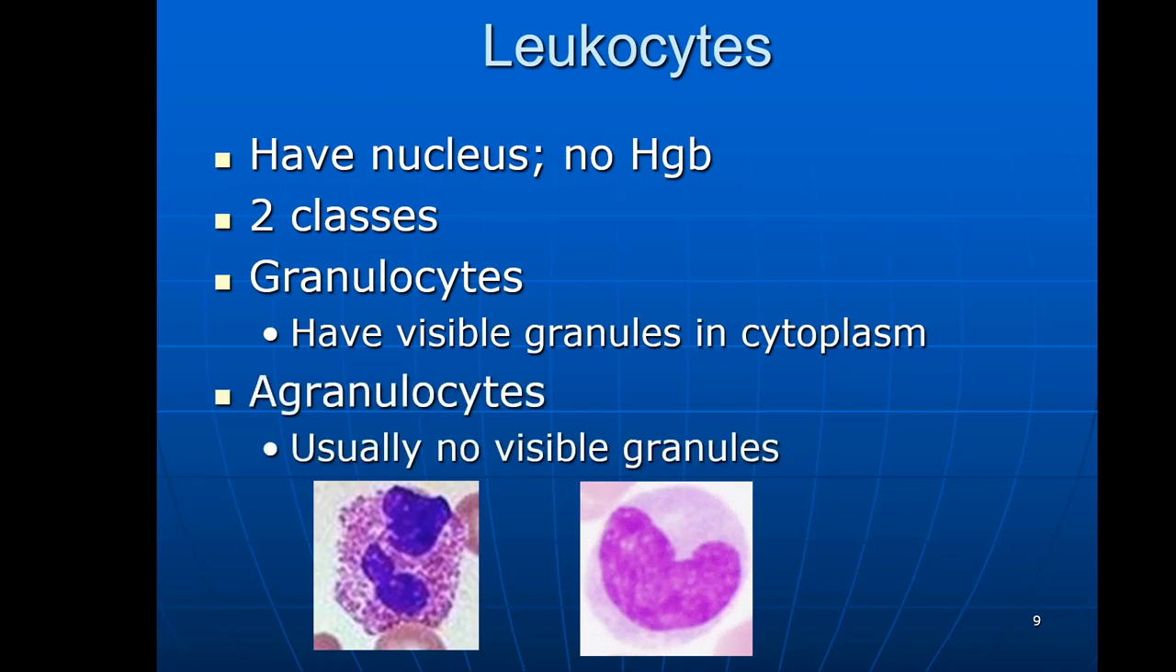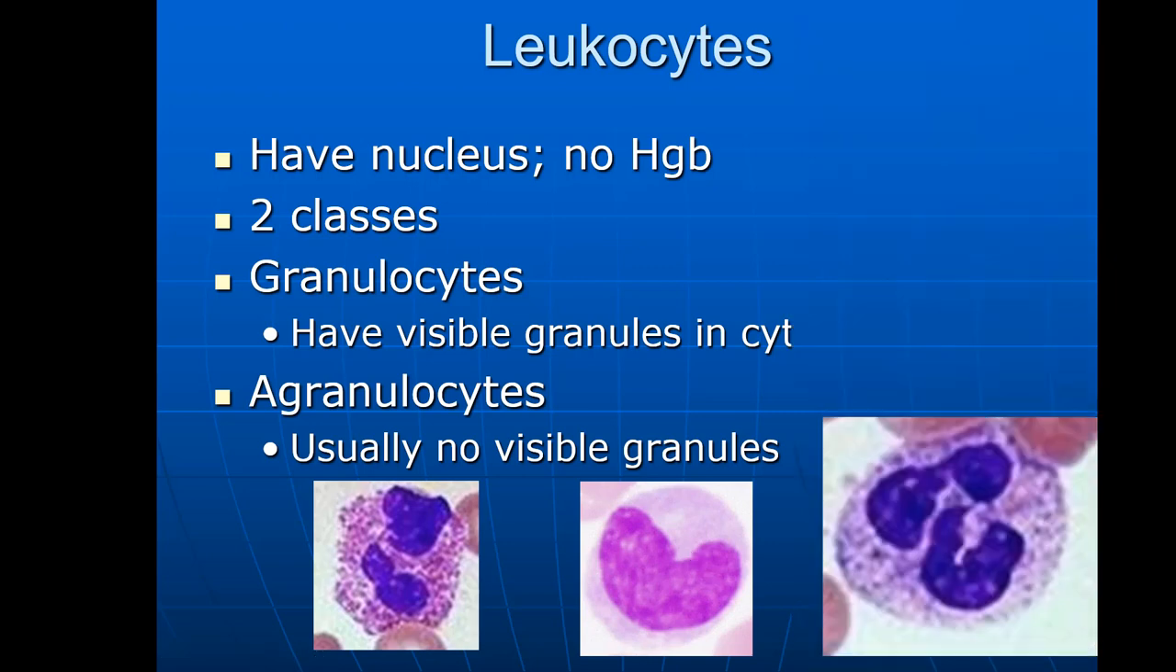Granulocytes are called granulocytes because they have visible granules in their cytoplasm. So it looks like this. Agranulocytes look more smooth, where you don't really see any granules. There are 3 granulocytes and 2 agranulocytes.